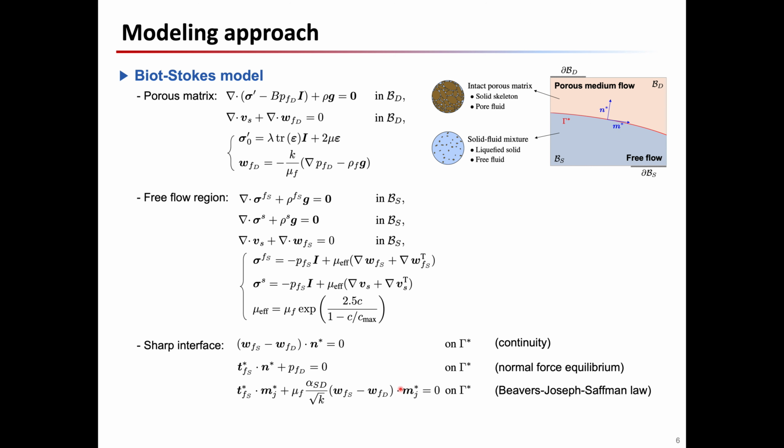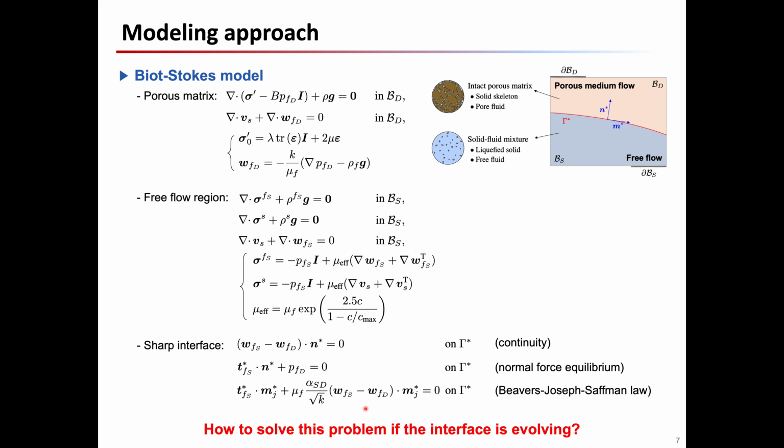The Stokes and Darcy flows can properly be coupled along the interface by enforcing three transmissibility conditions like this. The first constraint is the fluid flow continuity, the second one is the normal force equilibrium, and the third one is the Beavers-Joseph-Saffman condition that balances tangential forces by considering the friction at the interface. Here, this parameter alpha_SD is the frictional coefficient that describes the roughness of the interface.